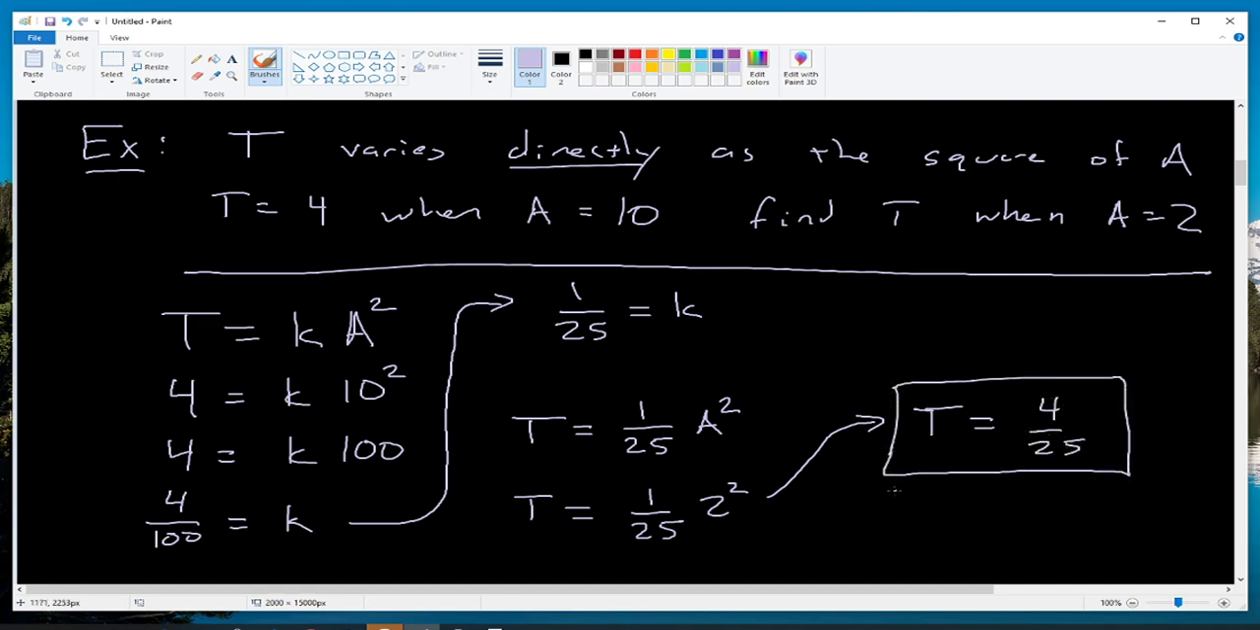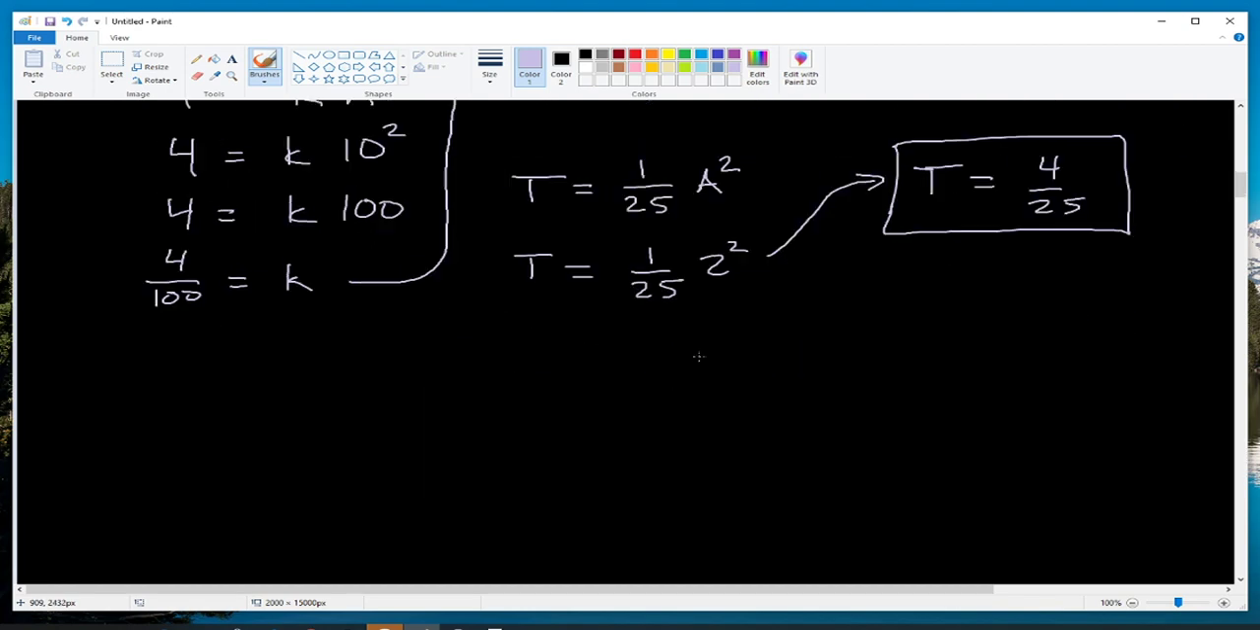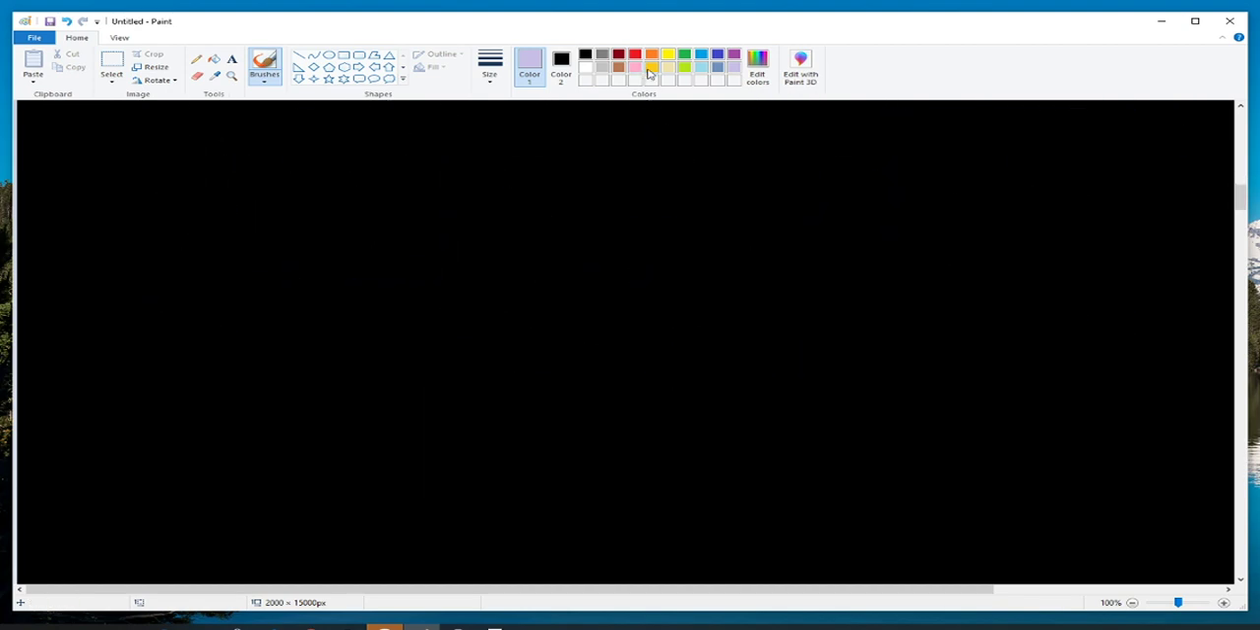So this is kind of the pattern that everything in this section does. Get the equation, take the information they give you, figure out the k, plug the k in, look for the last bit of information, plug it in, and figure out the variable they want. Everything in this section is going to have that pattern. Let's look at another one.